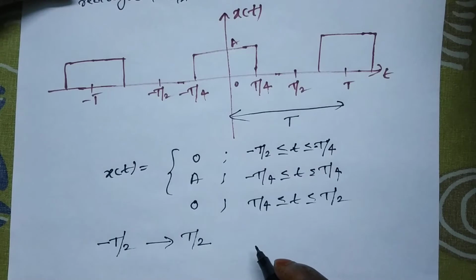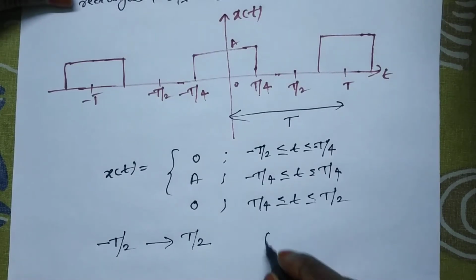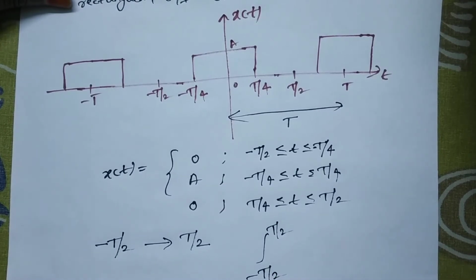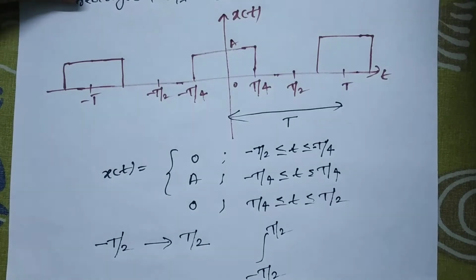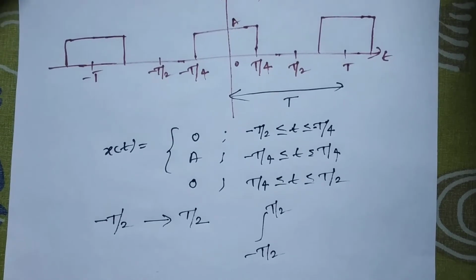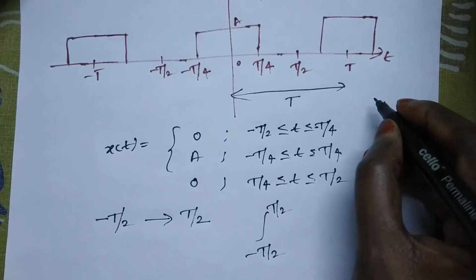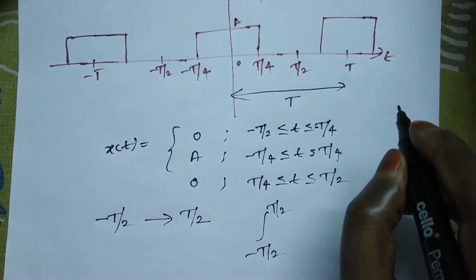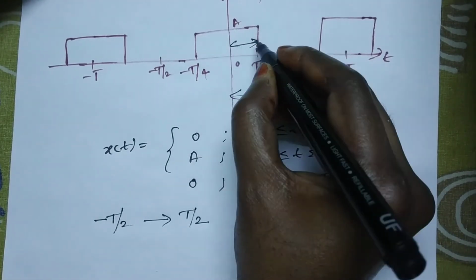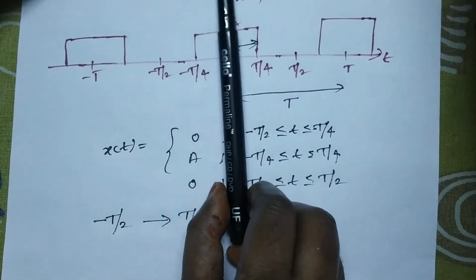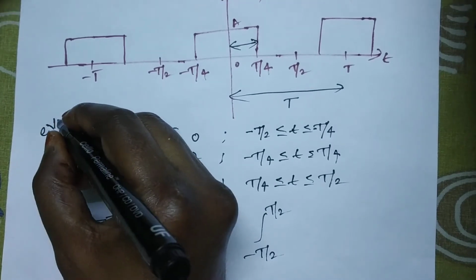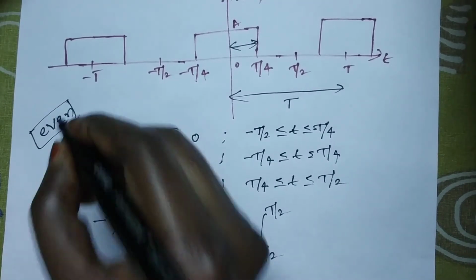The integration limits will be minus T by 2 to T by 2 because it is over one period. Now, which kind of symmetry it is exhibiting is the question. Observe for even symmetry, odd symmetry, half wave symmetry and quarter wave symmetry. This is the portion, and it is a mirror image symmetrical about the y-axis. Obviously the rectangular signal is exhibiting the even symmetry.